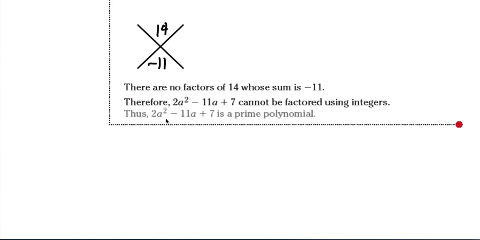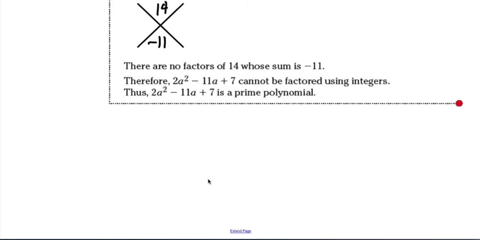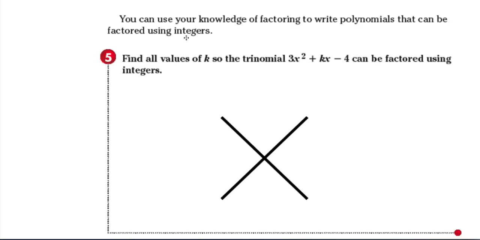And the last example, example number 5, is in the next page. Yep, it is. You can use your knowledge of factoring to write polynomials that can be factored using integers. So example number 5: find all values of k so that the trinomial 3x squared plus kx minus 4 can be factored using integers. So we want to find the possible values of k.